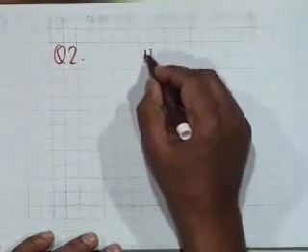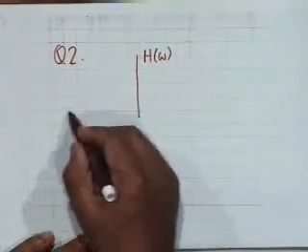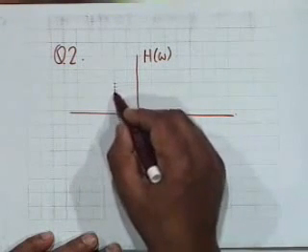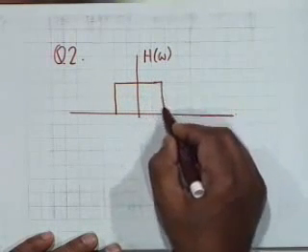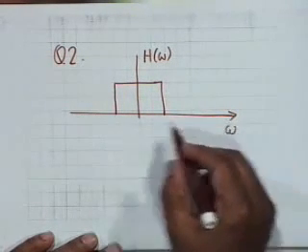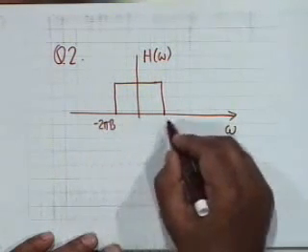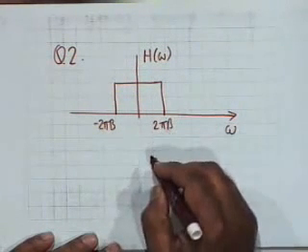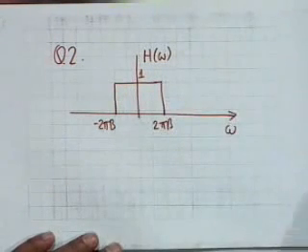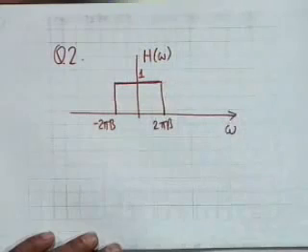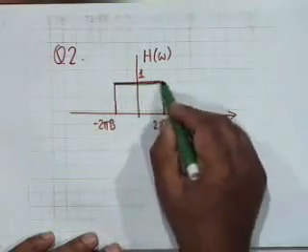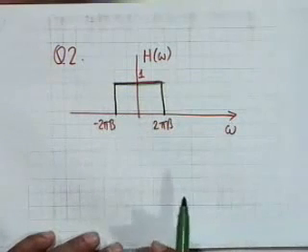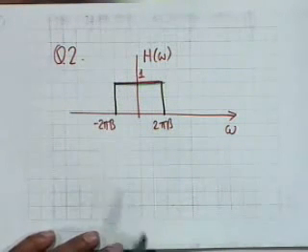Question 2; there are 5 points in question 1. Question 2 is: a filter has the frequency response H of omega like this. H of omega is a low pass function from minus 2 pi B to plus 2 pi B, and this value is 1. Capital B, I use a different color, obviously is the cutoff frequency of the low pass filter.